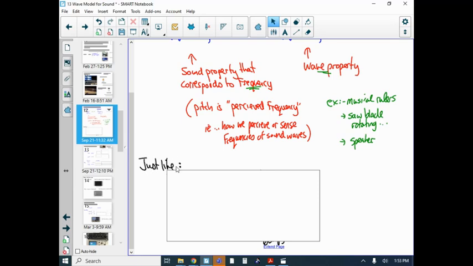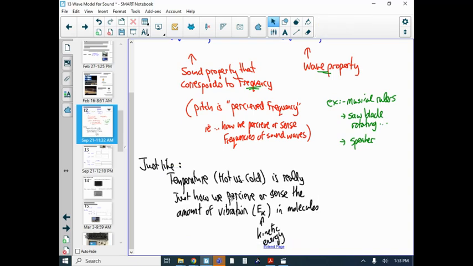So just like if you think of it, temperature is really just how we perceive or sense the amount of vibration of molecules. You've heard of, hopefully, the kinetic molecular theory of heat, of thermal energy.